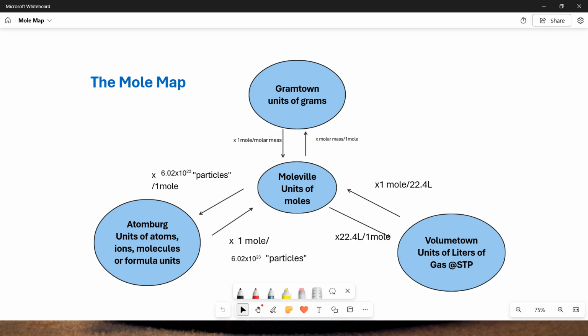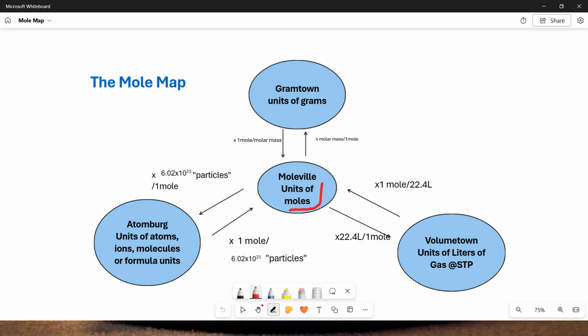This is a chart that I got when I was student teaching like 30 plus years ago from a colleague, and where it originated before that, I have no idea. But it's a good visual to help you understand the relationship of converting moles to other units.